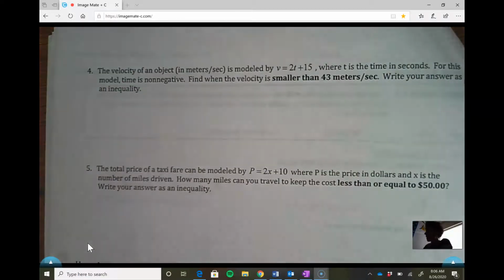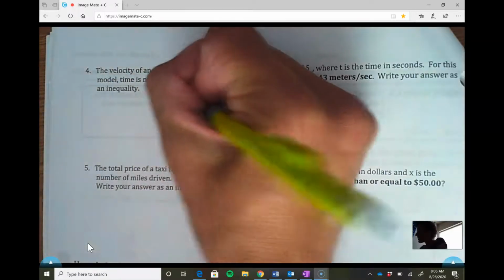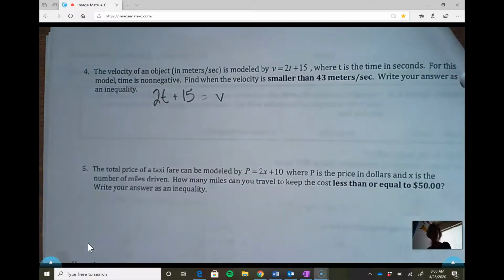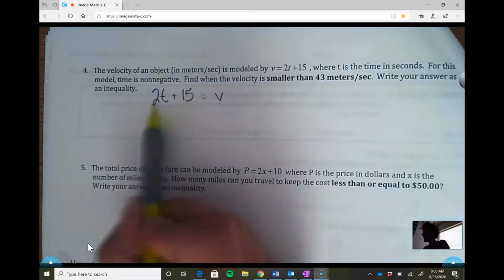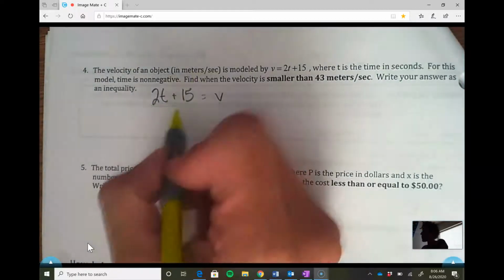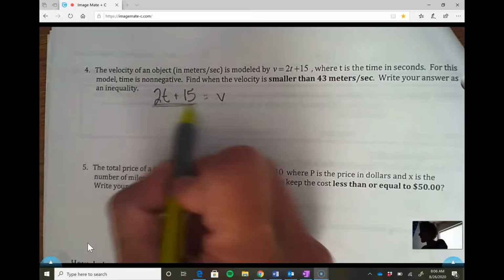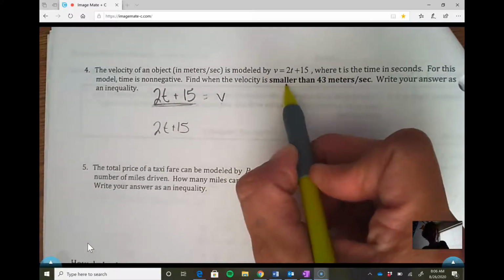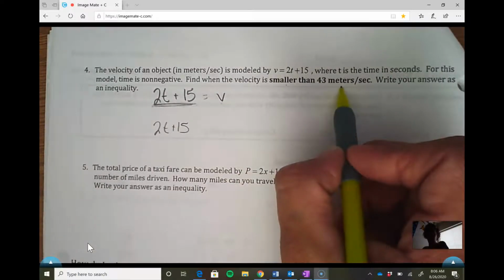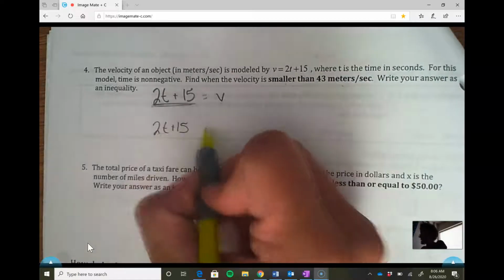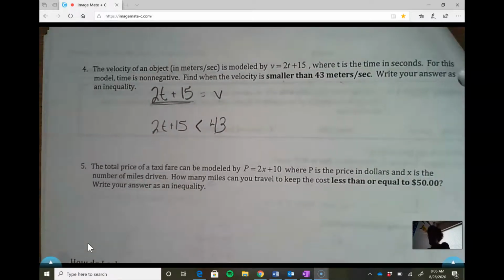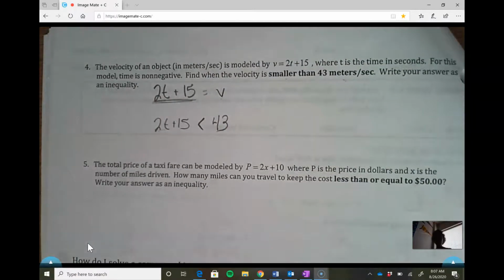So first of all, let me grab a pencil. I'm going to rewrite this so that the v is over on this side. I think that's what I want to do. Okay? So remember, this is the velocity, right? So what they're saying is that this velocity, 2t plus 15, needs to be smaller than 43 meters, okay? So this has to be smaller, less than 43 meters. So I hope that made sense. This is kind of a tough one when you do inequalities with word problems.